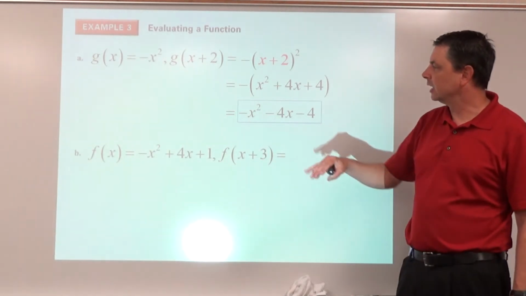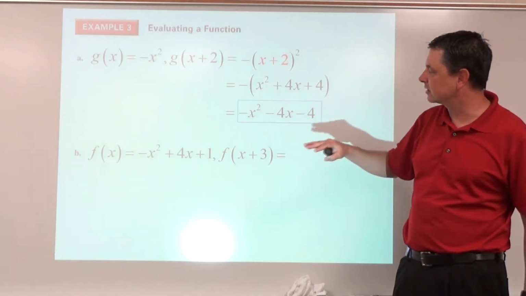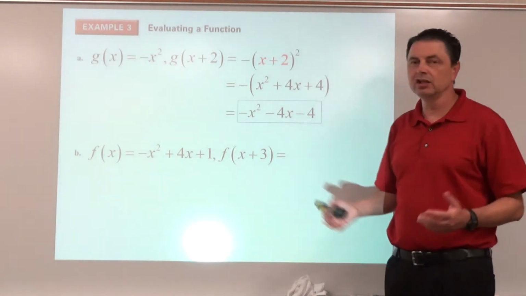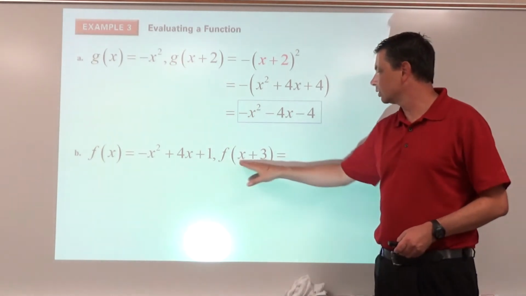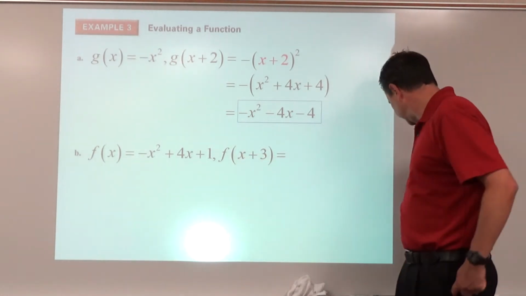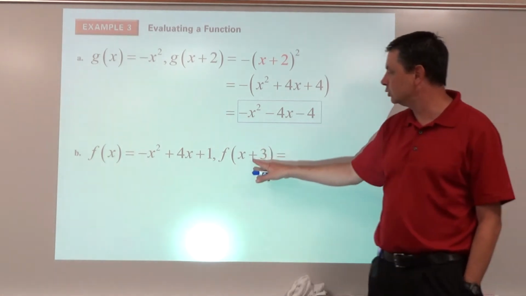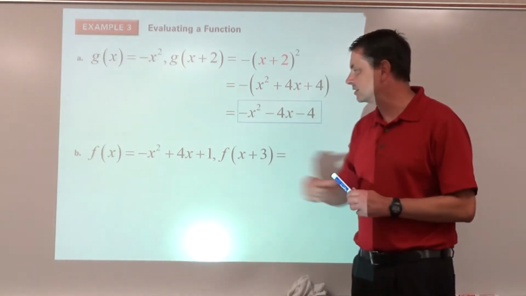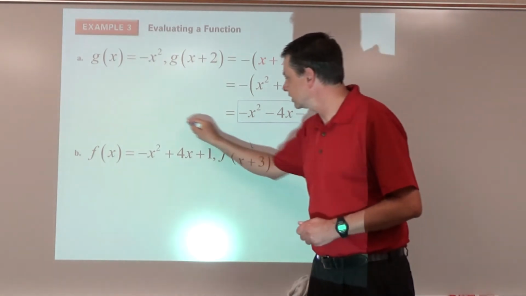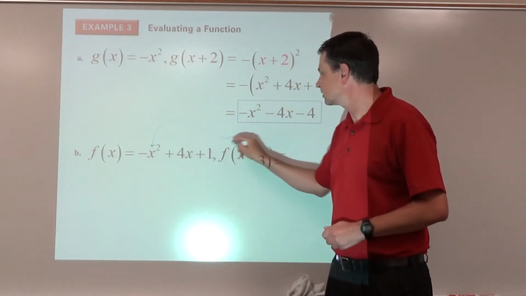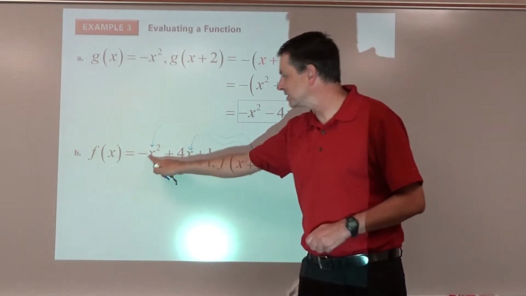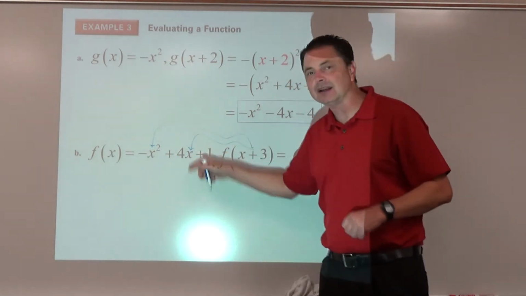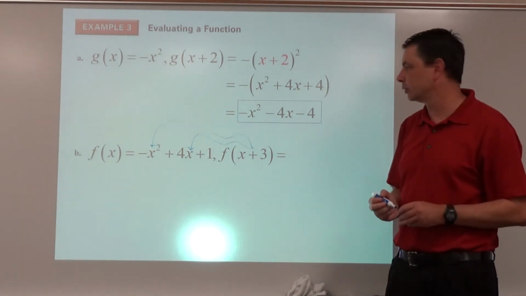Part B, similar, just the f of x, the function that we're substituting into, is a little bit larger. So similarly, we have f of x plus 3. So to evaluate that, we would want to substitute the x plus 3 in for all of the x's in the function. So it's going to go there, and it's going to go there. So replace that x with x plus 3 in parentheses, and that x with x plus 3 in parentheses.